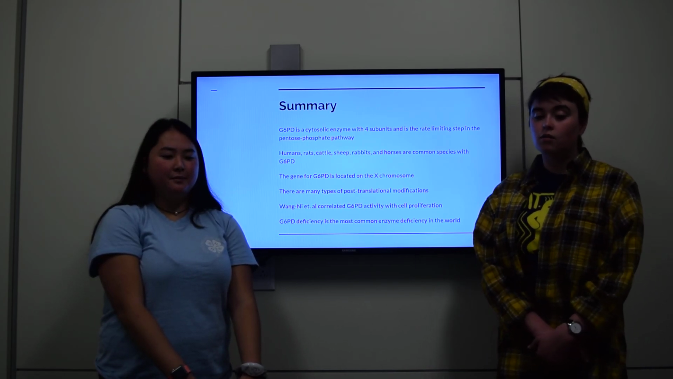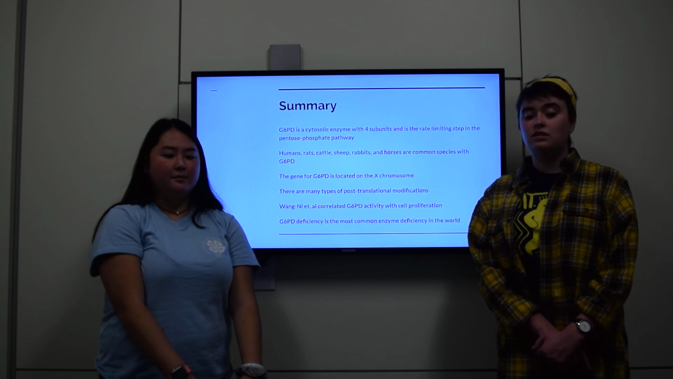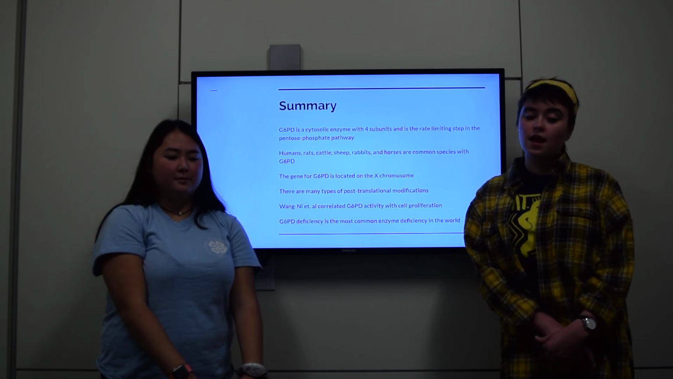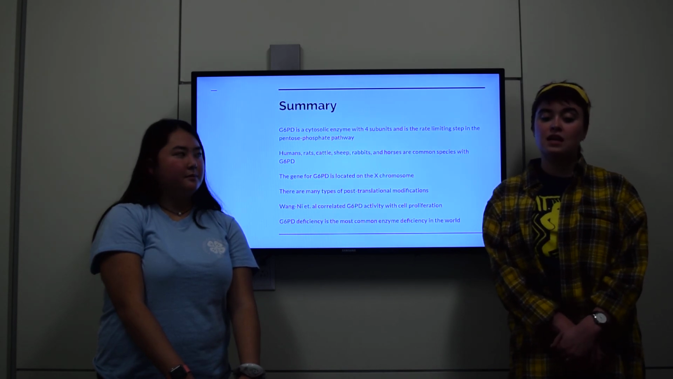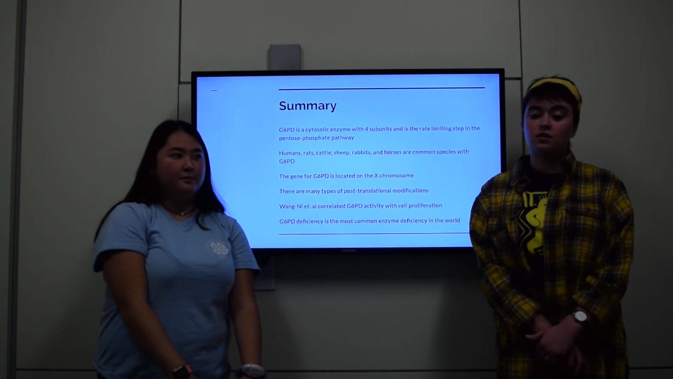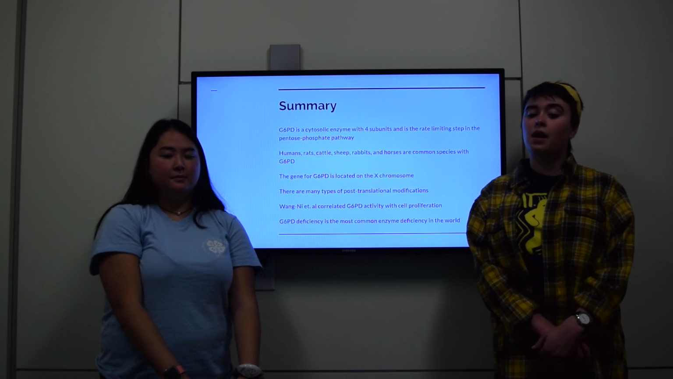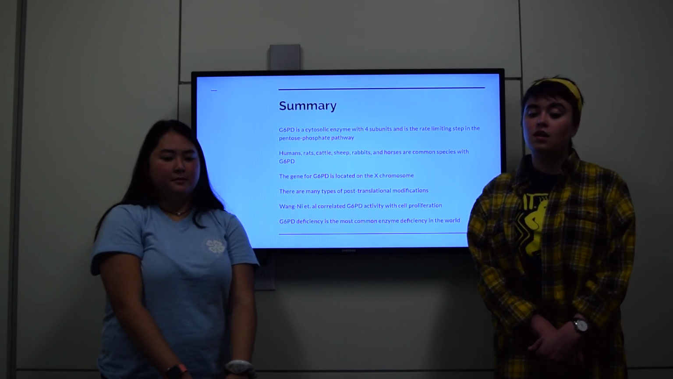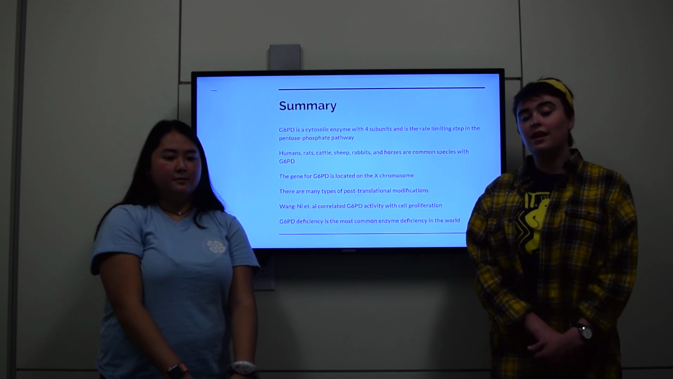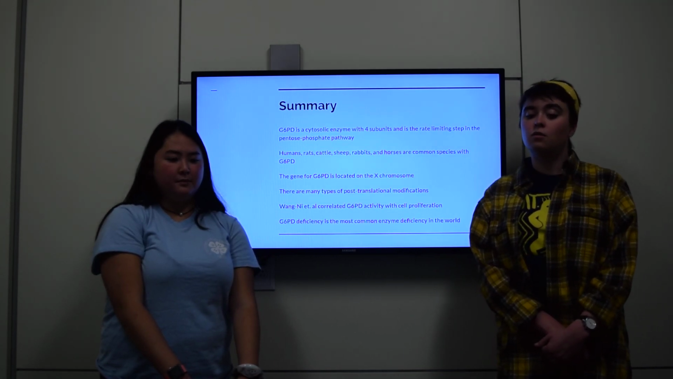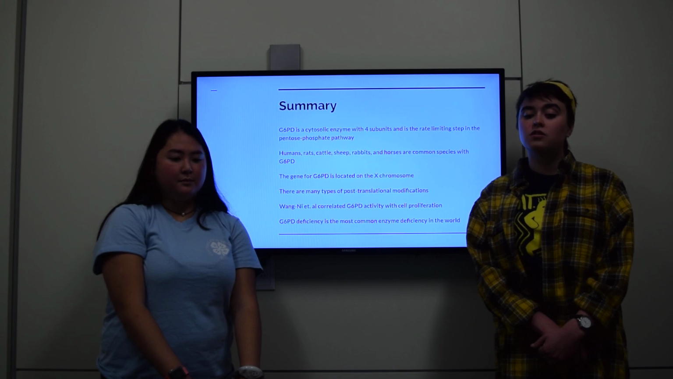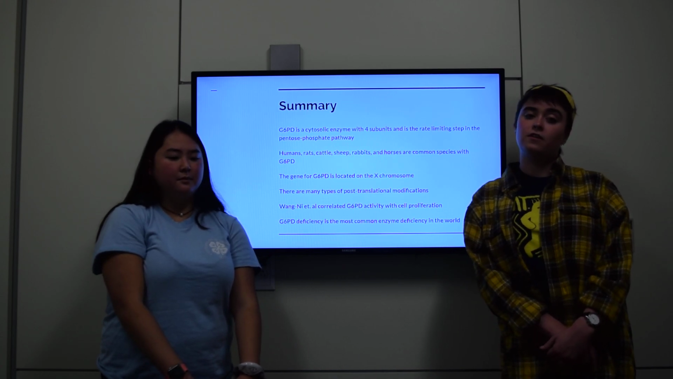Wang Ni et al. correlated G6PD activity with cell proliferation. Wang Ni et al. identified DHEA as an inhibitor of G6PD and NADPH as an important product of the pentose phosphate pathway for cell growth rather than ribose 5-phosphate. And lastly, G6PD deficiency is the most common enzyme deficiency in the world, with almost 300,000 deaths linked to the deficiency per year.